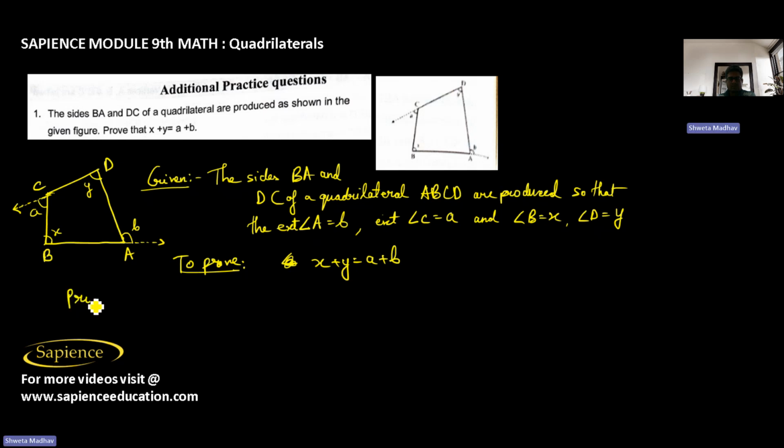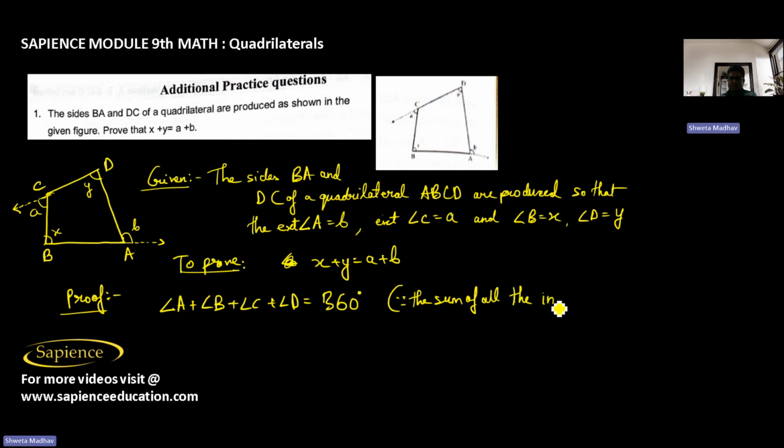So the proof is like this. We know that angle A plus angle B plus angle C plus angle D is equal to 360 degrees, which is the sum of all the interior angles of a quadrilateral. All the interior angles in a quadrilateral sum to 360.